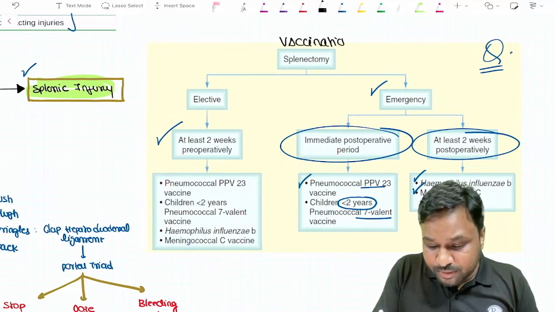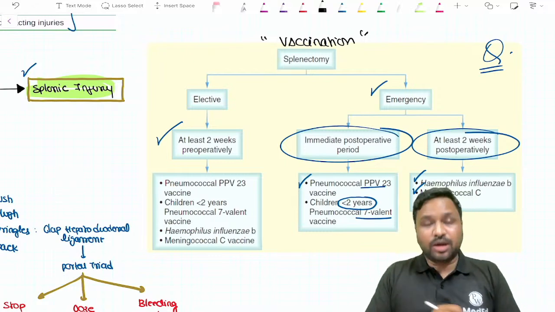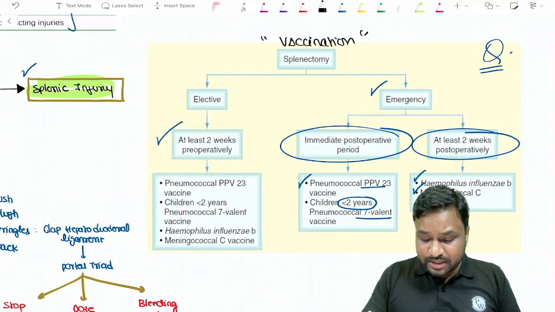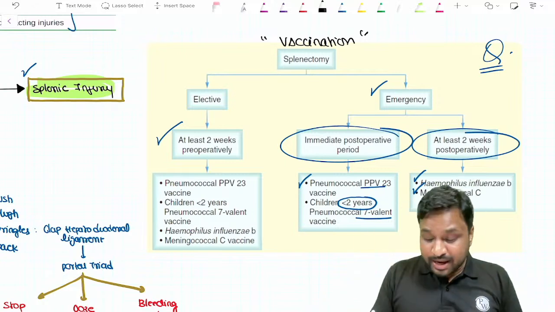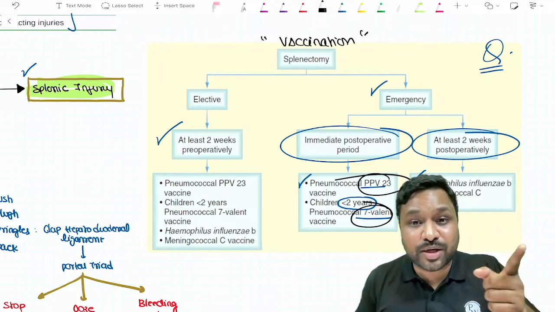The vaccination protocol for emergency splenectomy. Now, in an elective splenectomy, I will give the vaccine 2 weeks prior to the surgery. In an emergency, what is given immediate post-op? That is pneumococcal. In an adult, it is going to be PPV23. In a child, it is going to be PCV7. That is what to remember.